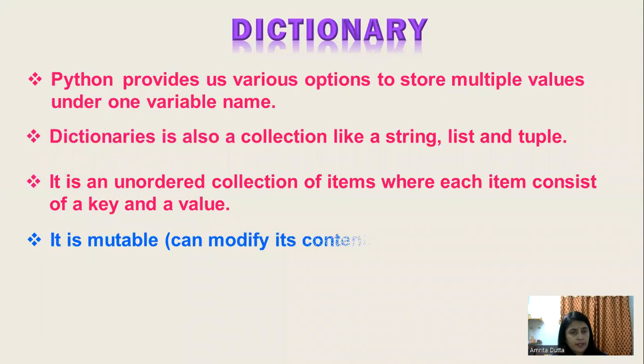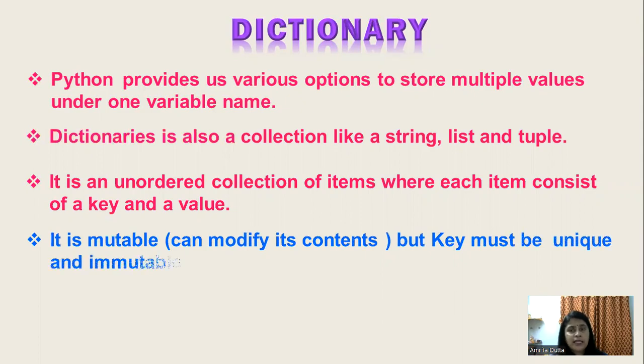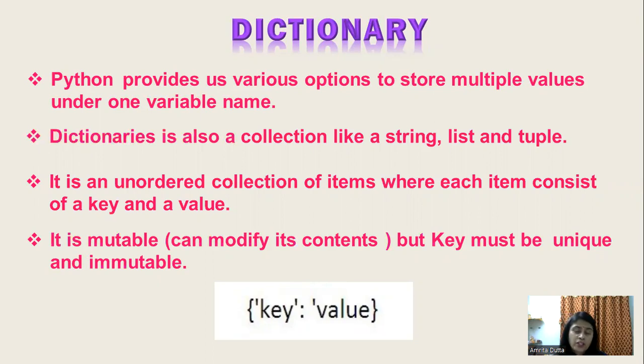It is mutable. That means we can modify its contents, but the key must be unique and immutable. So what is a dictionary basically? We can see here this key value pair, where items are enclosed in curly braces instead of parenthesis or square brackets. We use square brackets in case of list, parenthesis in case of tuple, and in case of dictionary, we use curly braces. And here, we don't have a single element, we have key value pairs, and the key and value are separated by a colon.